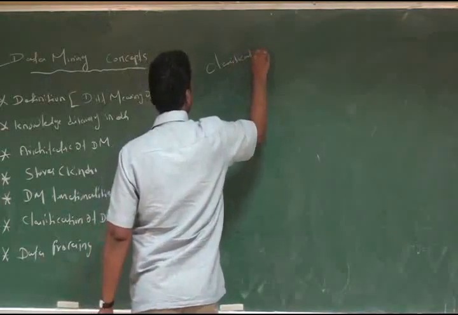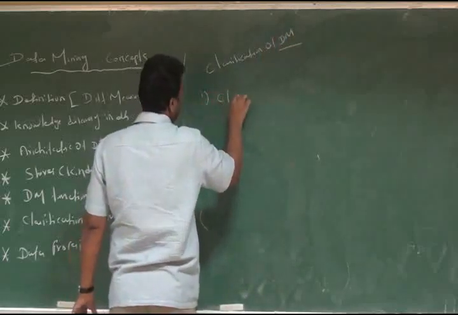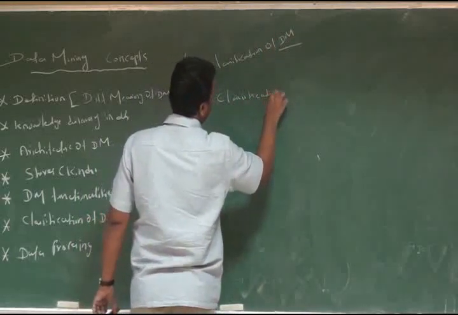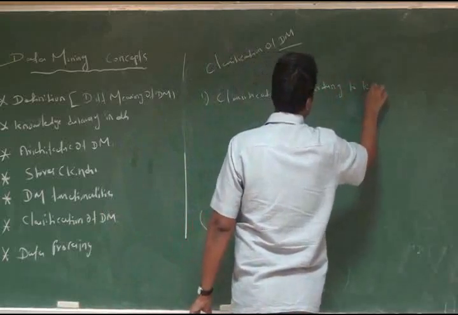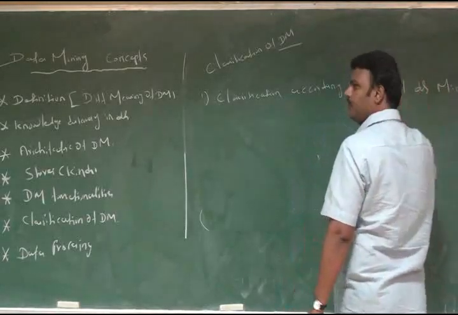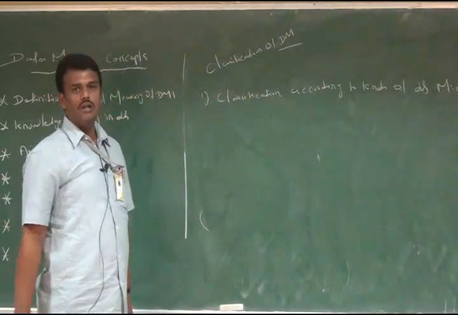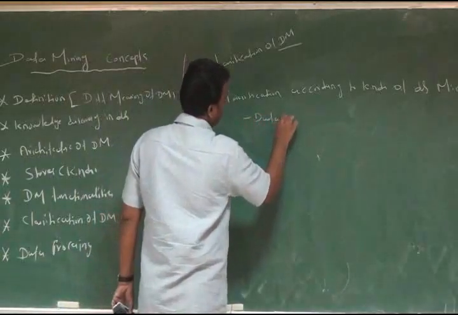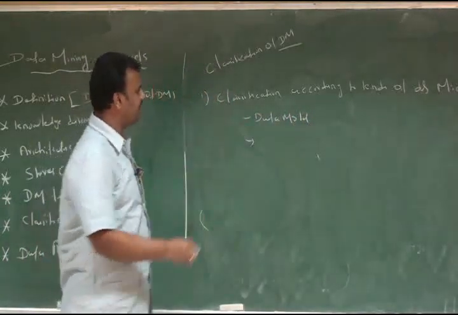The classification of data mining, the first one: the classification according to the kinds of database mined. Here there are two types. The first one is the classification according to the kinds of data model. The second one is the classification according to the data model special type of data.